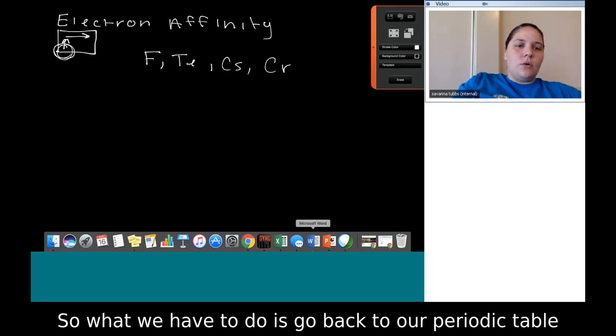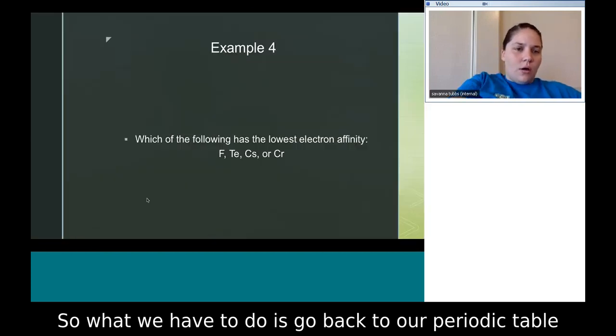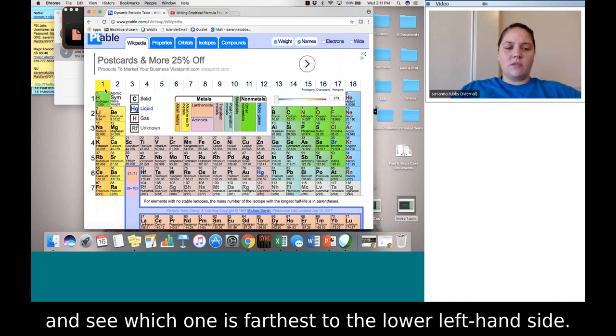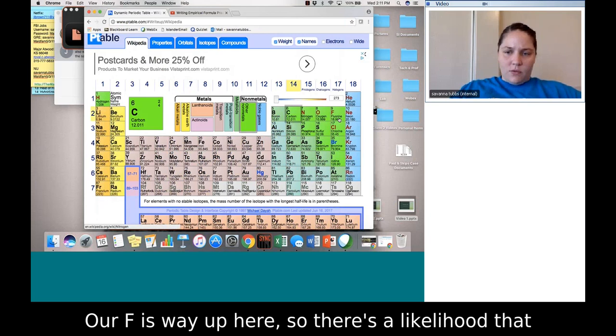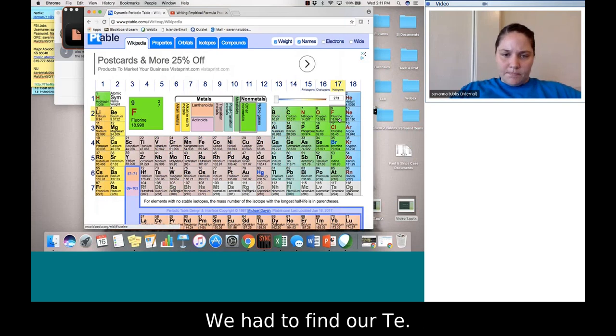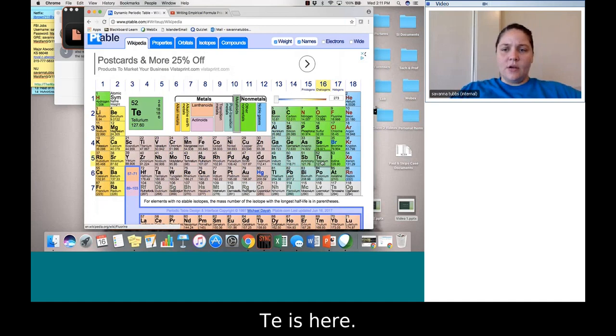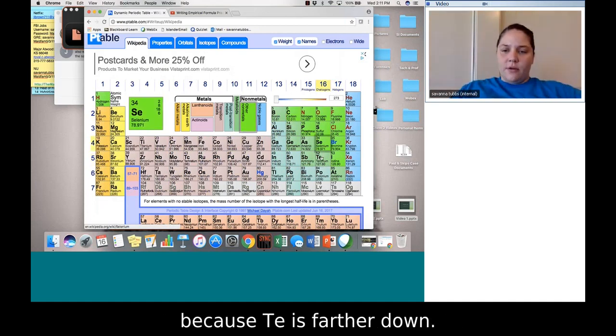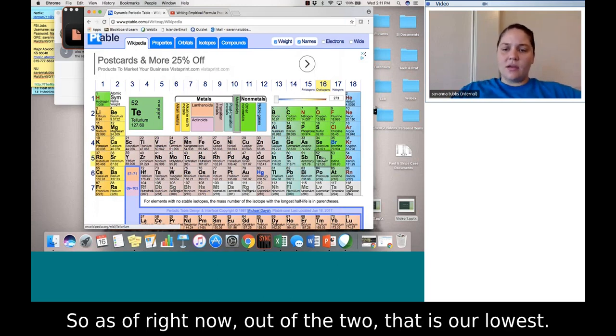So what we have to do is go back to our periodic table and see which one is farthest to the lower left-hand side. So our F is way up here, so there's a likelihood that that probably isn't our answer. We have to find our Te. Te is here, so automatically we know we can cross F out because Te is farther down. So as of right now, out of the two, that is our lowest.